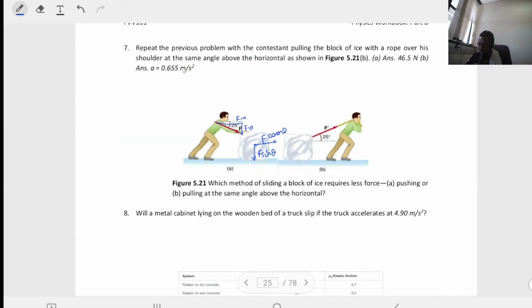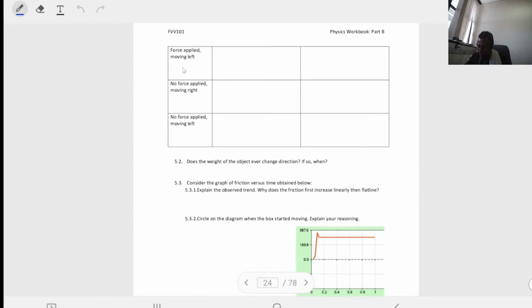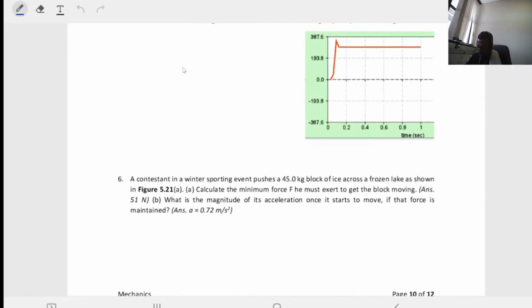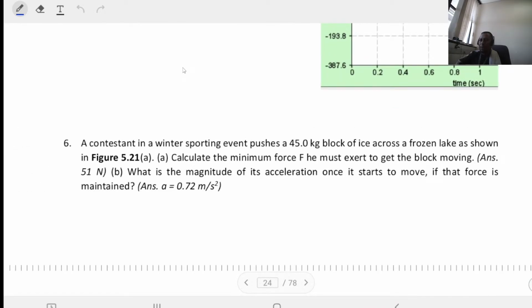What is the question? I'm going back to that page. Here. Okay, a mass is given here. M is 45 kilogram of ice across a frozen lake as shown. Okay, I've seen it. This is in A. We know the force. Calculate the minimum force F that must be exerted to get the block moving. The answer is 51 Newton. She said, how do we get it? B, what is the magnitude of the acceleration once it starts to move if the force is maintained? Okay, let's work out this one.